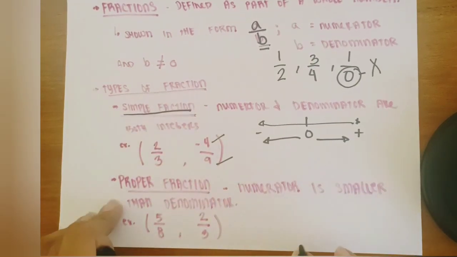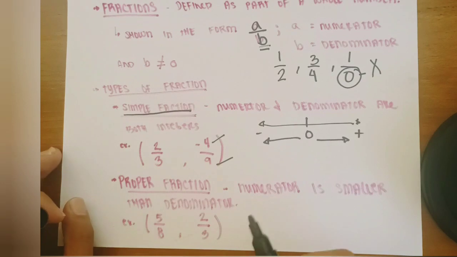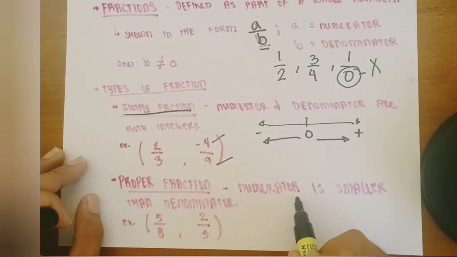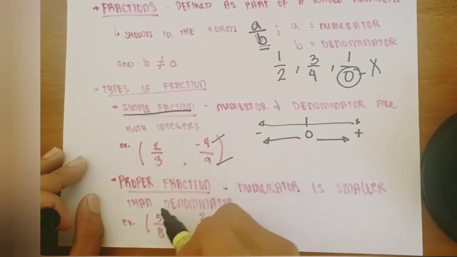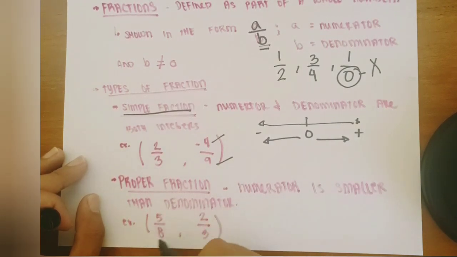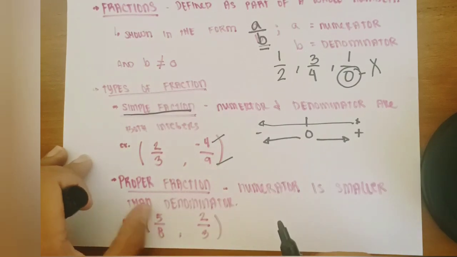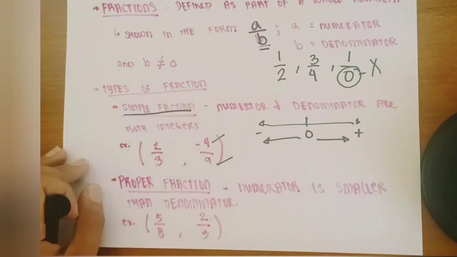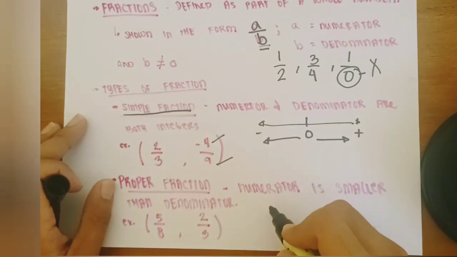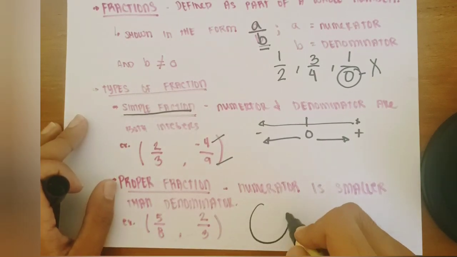Next is proper fraction. Proper fraction is where the numerator is smaller than the denominator. So, dapat mas malaki lagi nasa baba kesa nasa taas. So, ito, 5 over 8, 2 over 3. Pag i-describe natin to in real life application, pwede natin sabihin sa pizza.